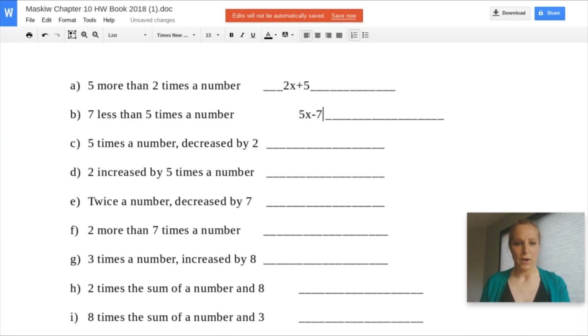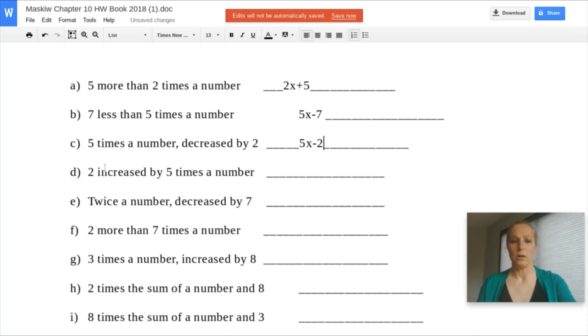Next one, 5 times a number decreased by 2. Well, again, 5 times a number, 5x, decreased. Well, what operation does decrease tell me I need to be using? I know that one. That's subtract. So minus 2. 5 times a number, 5x, decreased by 2, minus 2.